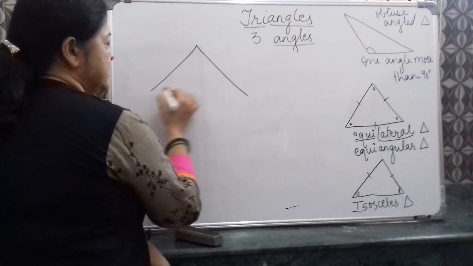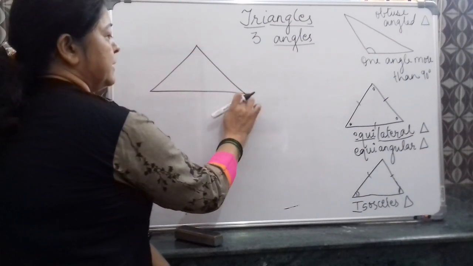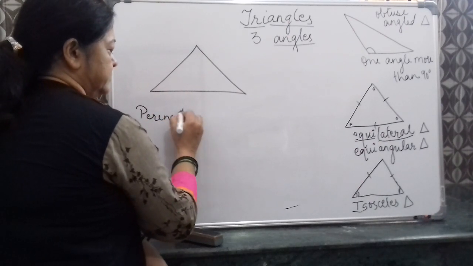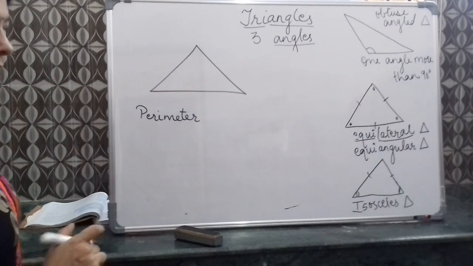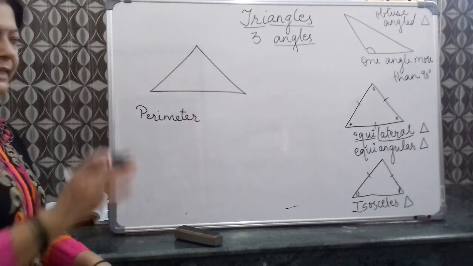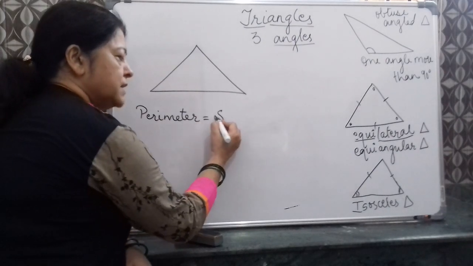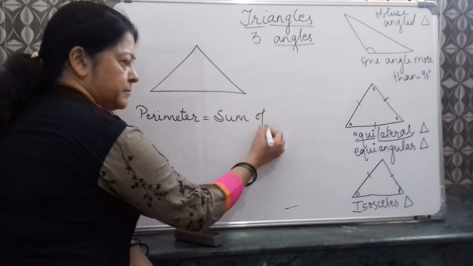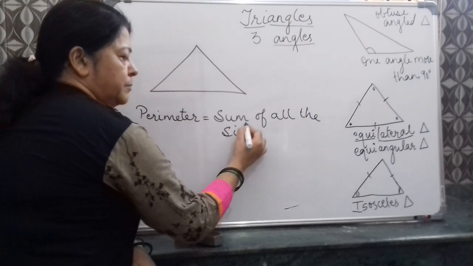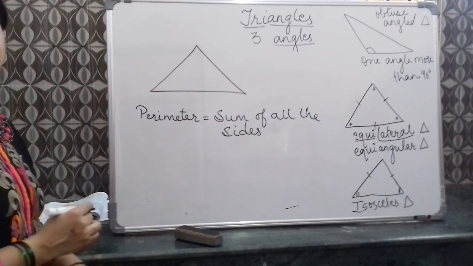Something that is known as perimeter. Perimeter means the sum of all the sides of a triangle. Basically the term perimeter only means the sum of all the sides.